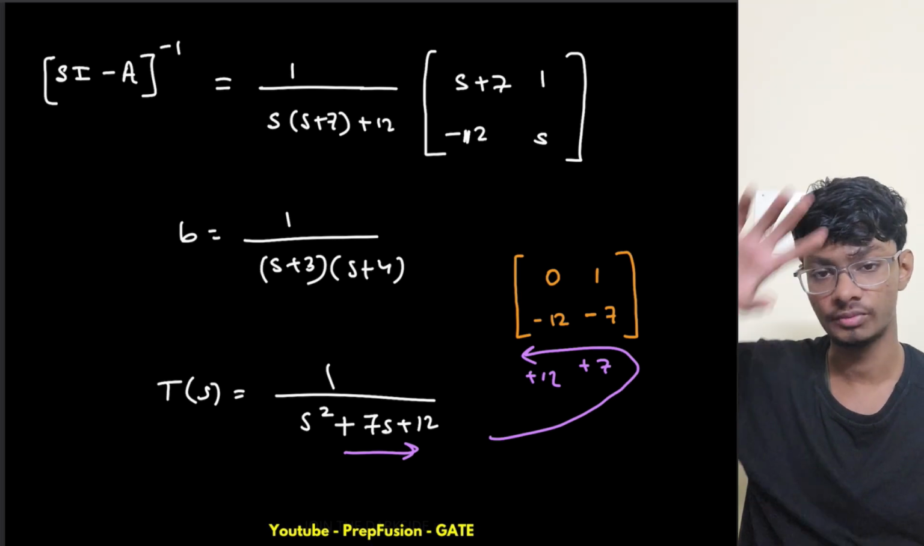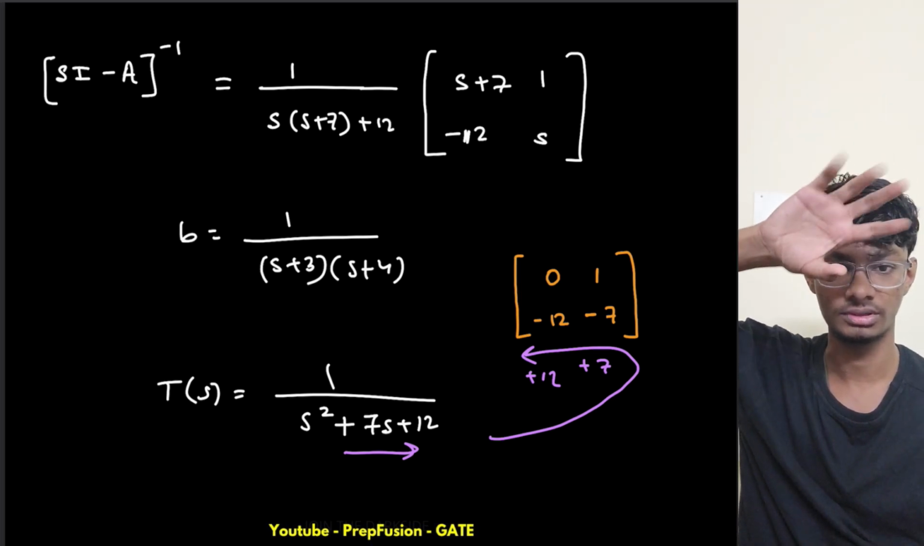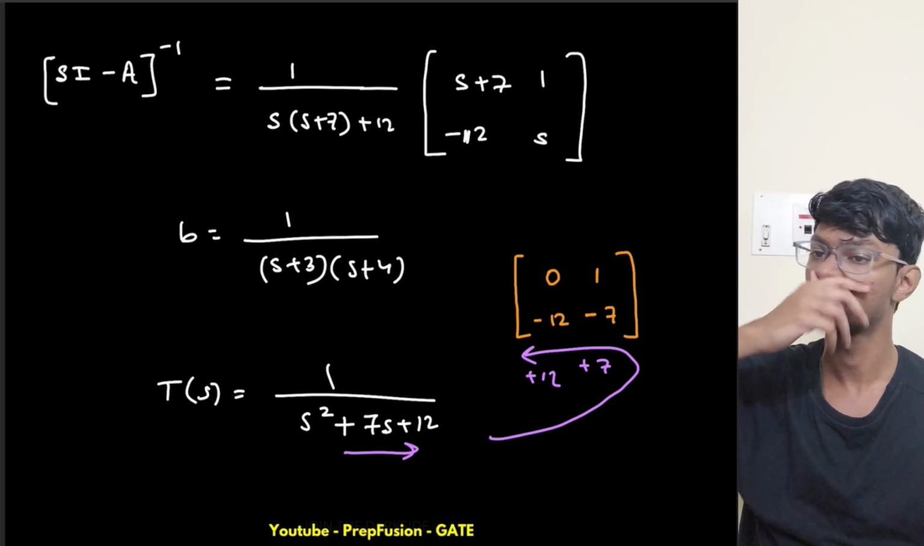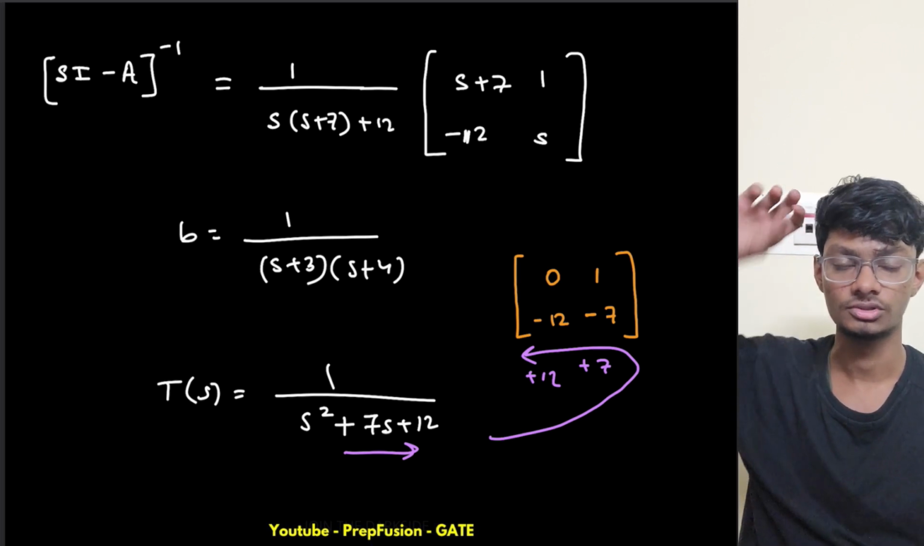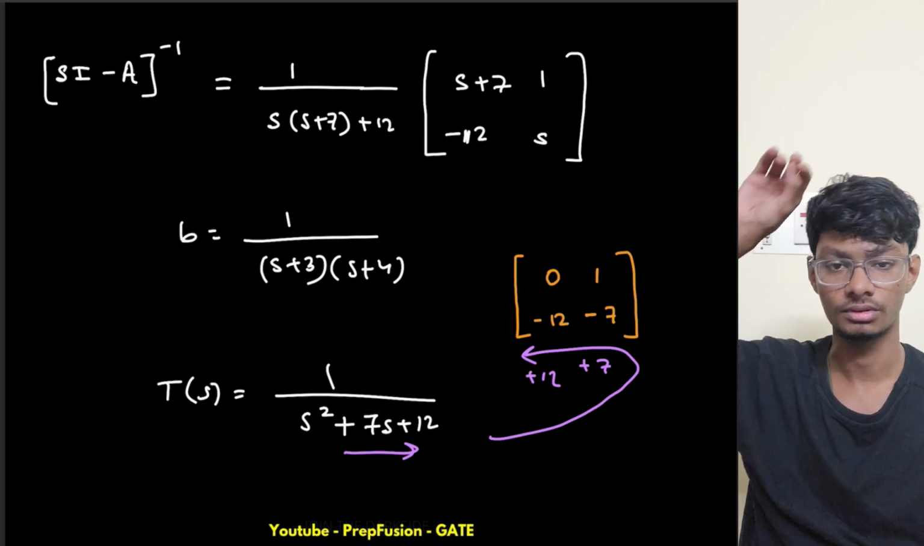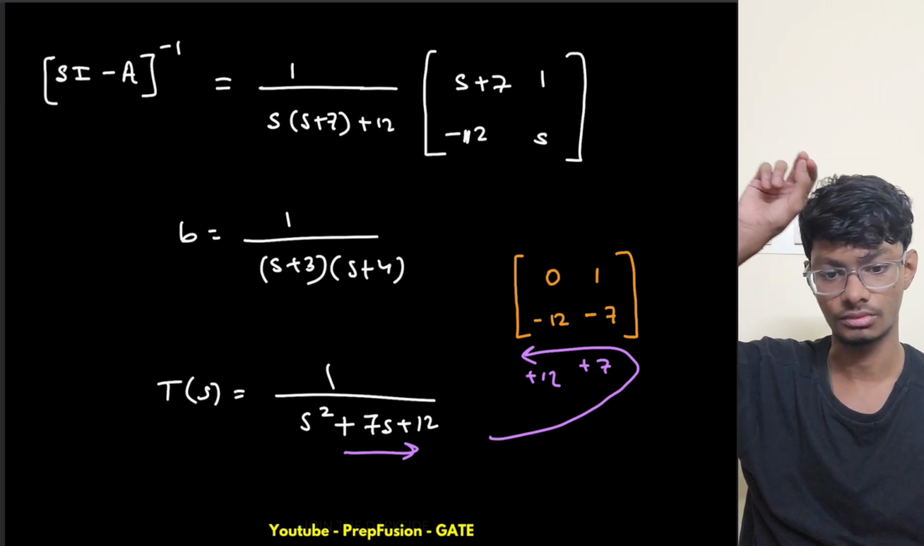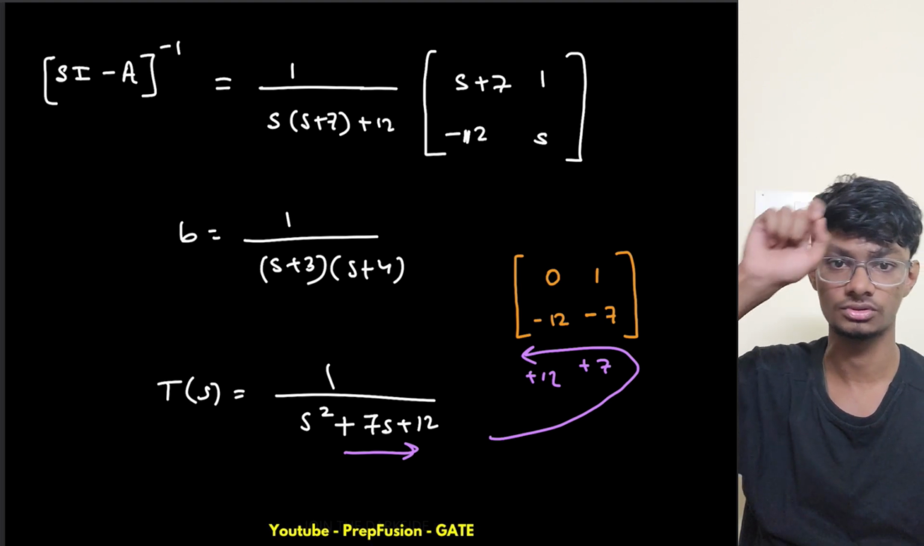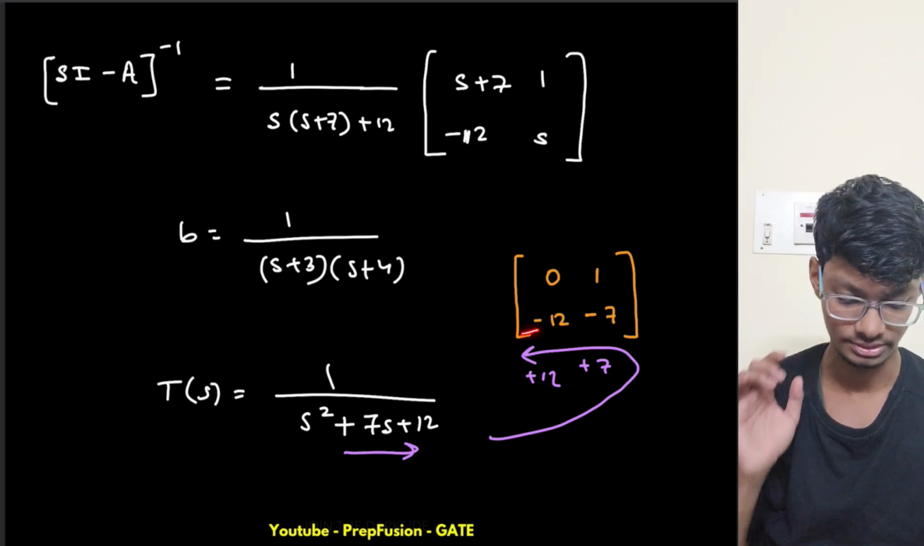And the B matrix will be 0 0 1, and the C matrix will be 1 0 0, like that only. And if it is a 4 cross 4, let's say, the first row of the A matrix will be 0 1 0 0, then 0 0 1 0, then 0 0 0 1, and the fourth row will be like this only.